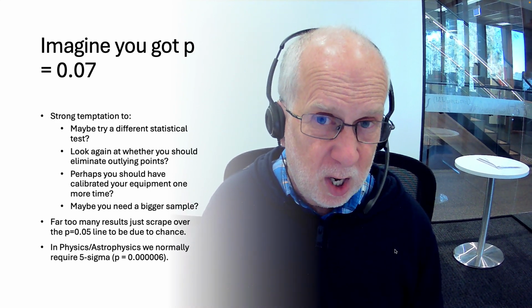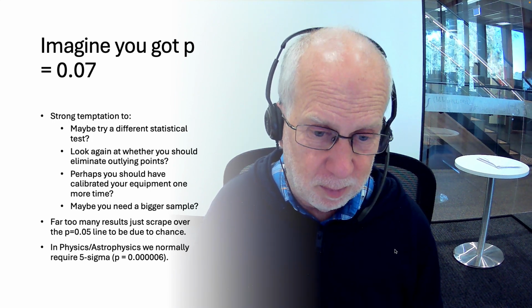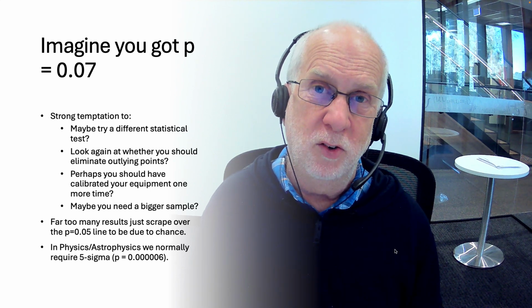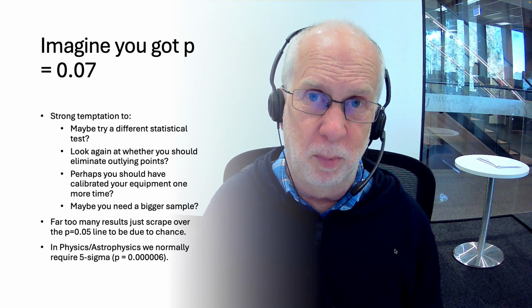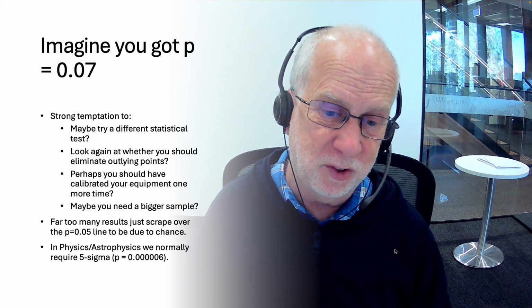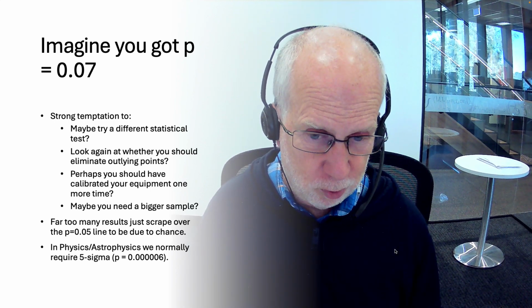Now this is much less a problem in physics and astrophysics because we normally require a result to be 5 sigma. That's p of 0.000006 to consider it significant. So for example, at the Large Hadron Collider they didn't report the discovery of the Higgs boson until they'd done enough stats to report it at the 5 sigma level. That makes it far less of a problem.